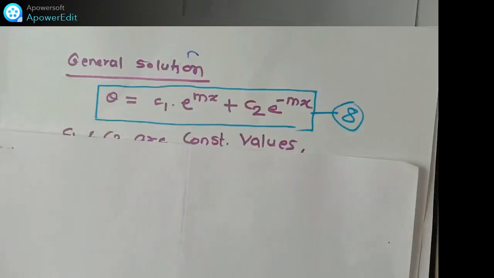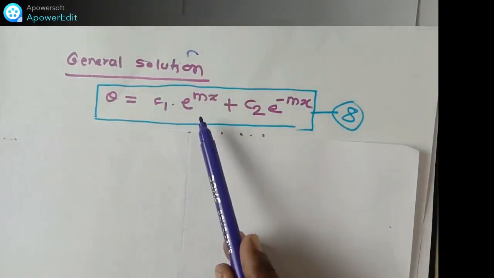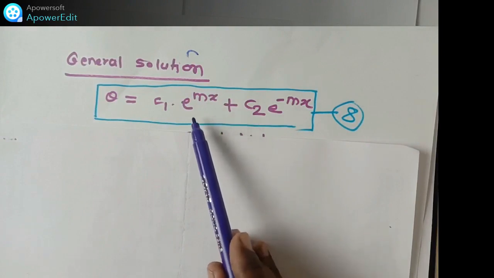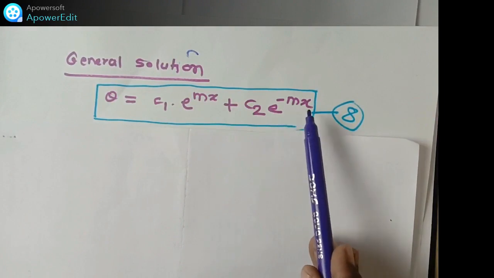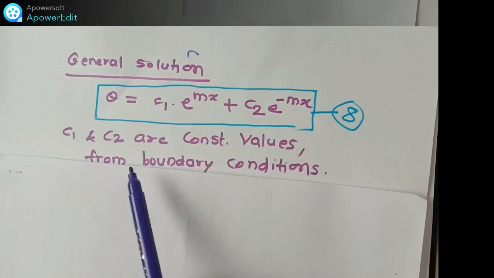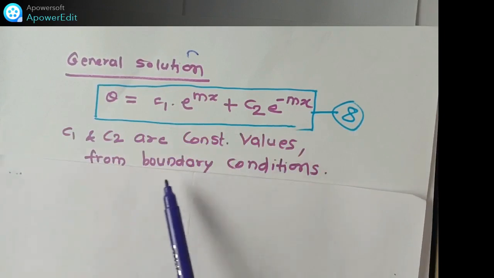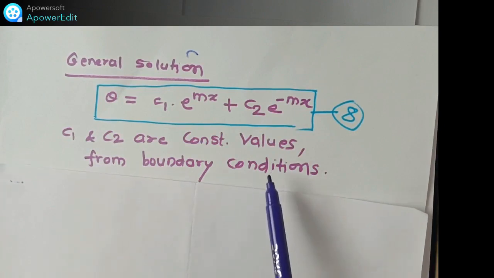Now its general solution is theta equals c1 into e raised to mx plus c2 into e raised to minus mx. This is equation 8, where c1 and c2 are constants to be obtained from boundary conditions.